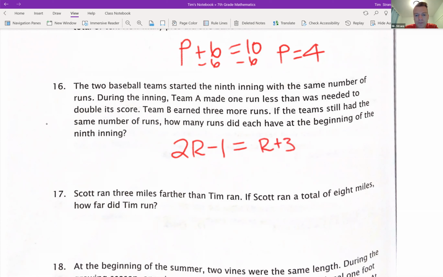Now I'm going to move this R over, get rid of those, subtract R from this side. I'm left with 1R minus 1 equals 3. If I add 1 to both sides, my total runs that they started with was 4 again.